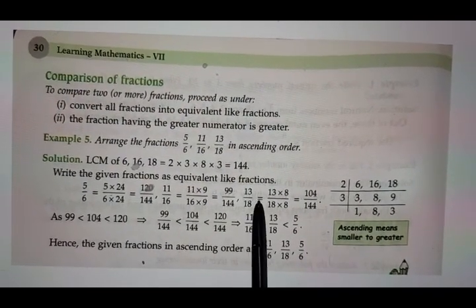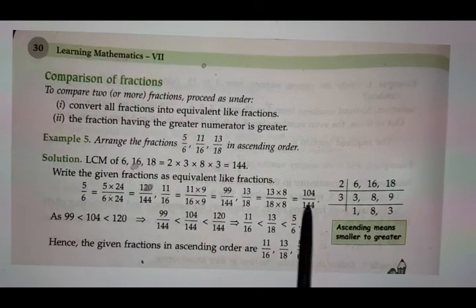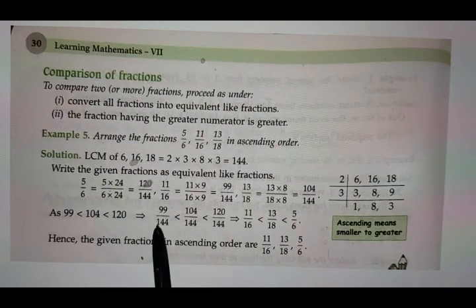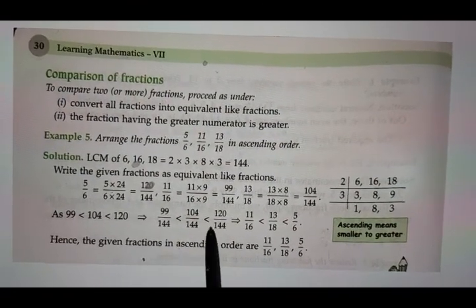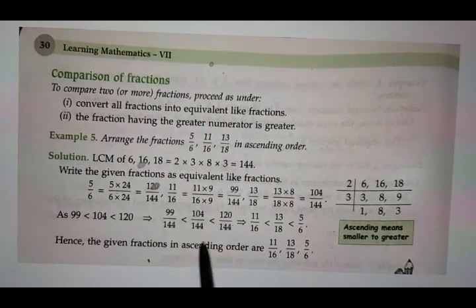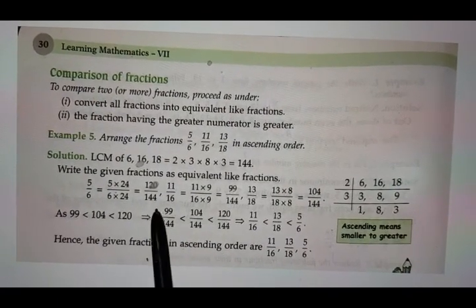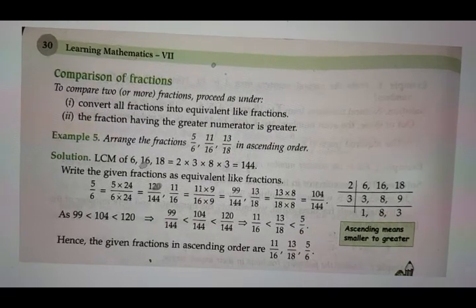After doing this, what you will do is you will check the numerators. Now all are converted into like fractions. So 99, then 104, and after that 120. So it comes in the ascending order, and vice versa as the descending, means this will come first, then followed by this, then this, and then this.